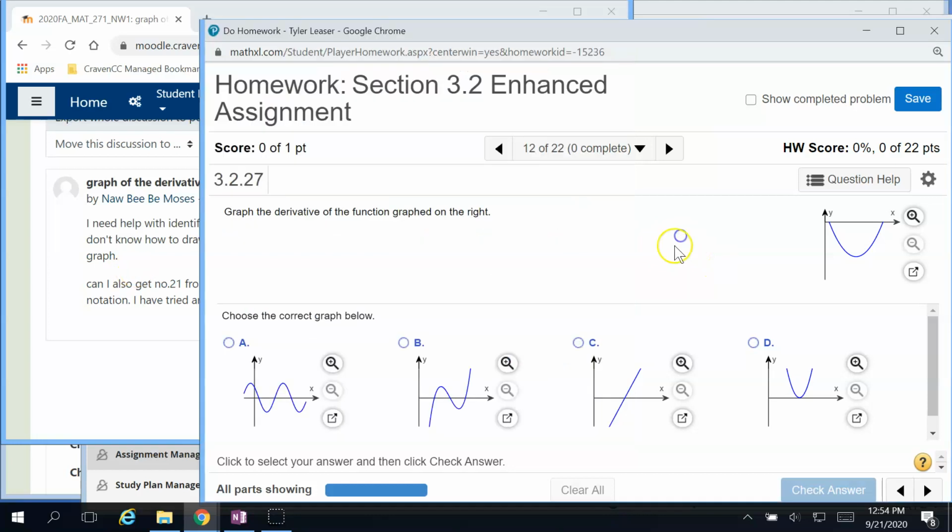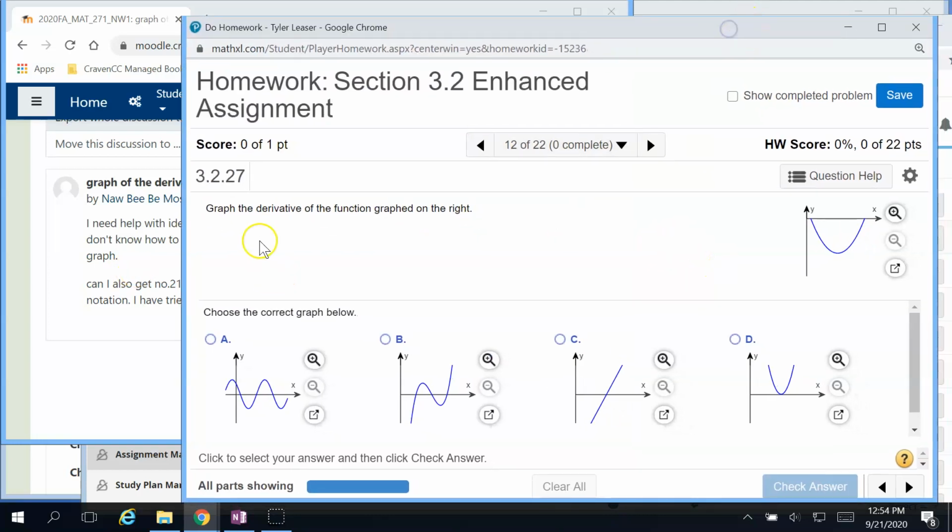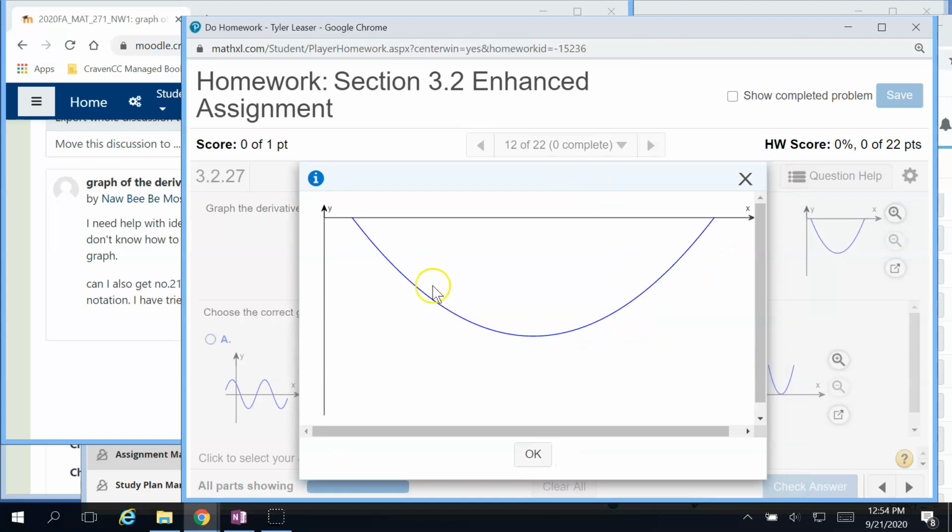Okay, so here I have number 12 pulled up. The question is to graph the derivative of the function graphed on the right here. Just remember that derivatives represent the slopes of our function. So if this is the function itself, then as I move along the x-axis, the new y value of the derivative becomes the slope of the original function here.